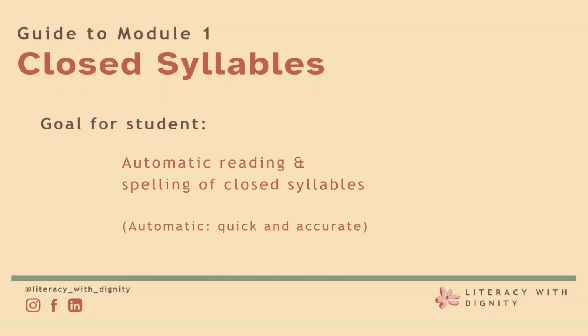The goal for the student in this module is the automatic reading and spelling of closed syllables. By automatic, I mean quick and accurate. Notice I didn't say that the goal for the student is to memorize any of these rules. If they are automatically reading and spelling unfamiliar closed syllables, they're doing it. Okay, so this can help you decide what hill you want to die on when they're struggling with a specific skill.